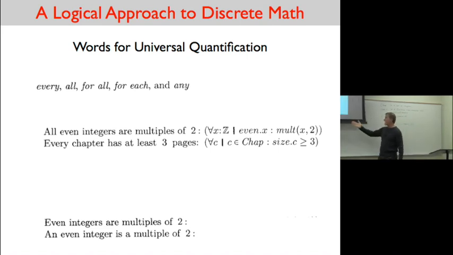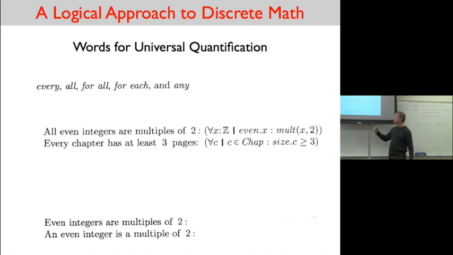Now, how about this: even integers are multiples of 2? You do it the same way, with for all as the first word. That's another way of saying the same thing. When you say even integers are multiples of 2, the word all or every goes without saying. A statement like that is implicitly universally quantified. It's not explicit.